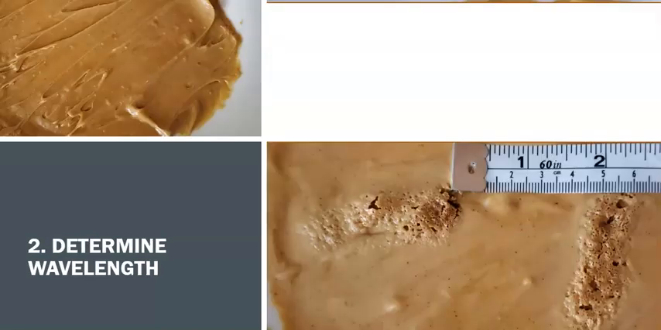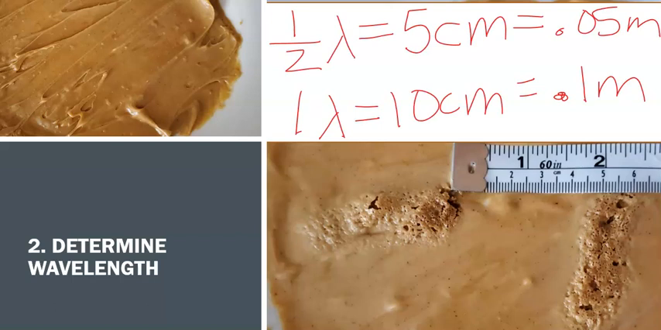To conduct this experiment, peanut butter was smeared on a plate and then warmed in the microwave until the peanut butter melted, which was about 30 seconds. The distance between each circle was then measured, and this is half a wavelength, which was around 5 centimeters, meaning one wavelength was 10 centimeters or a tenth of a meter.